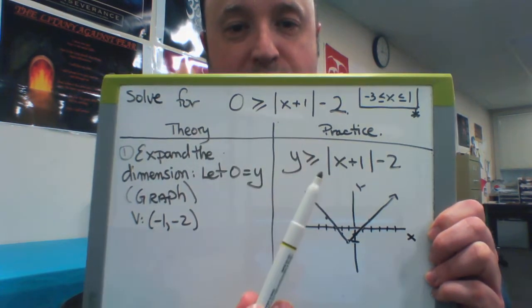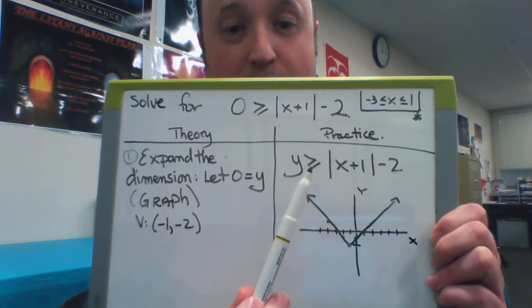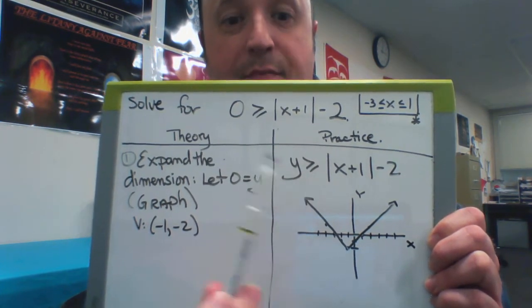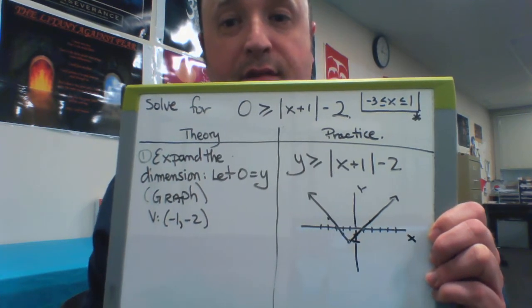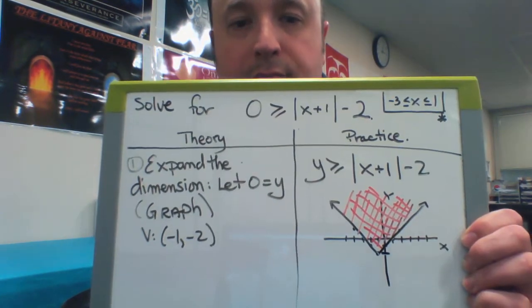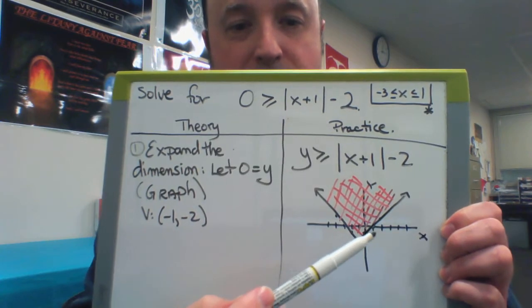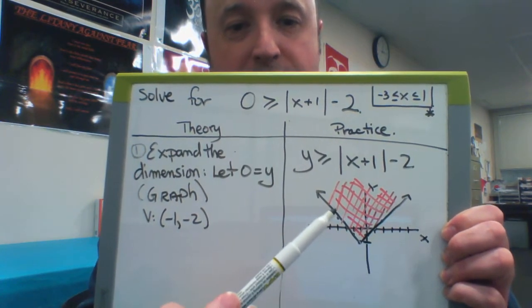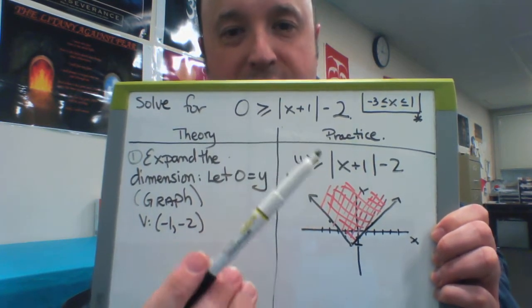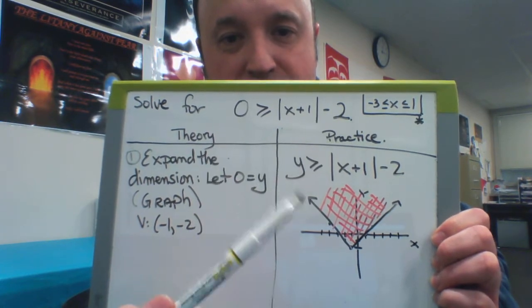And now all we have to do is worry about shading. So this is y is greater than. So greater than means above. So I'm going to be shading above. Let's see what that looks like. Okay, so shaded region right above. There we are. Now, see what I've done is I've expanded from 1 dimension to 2 dimensions.